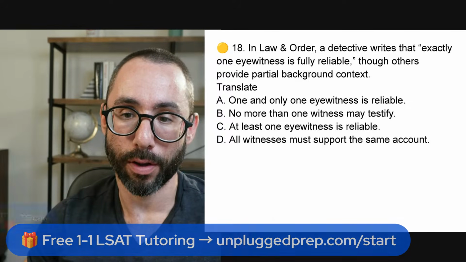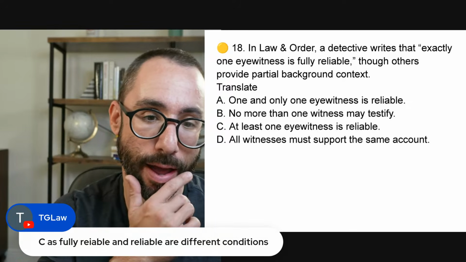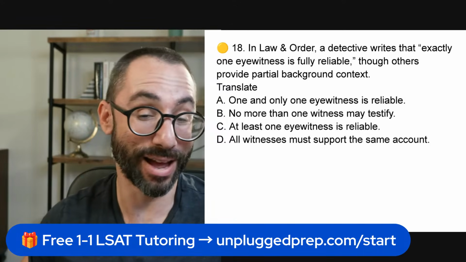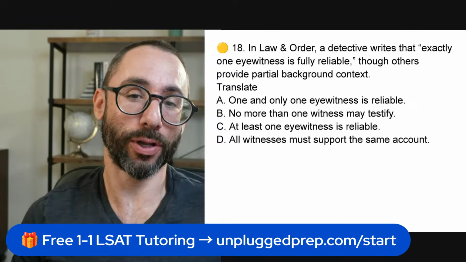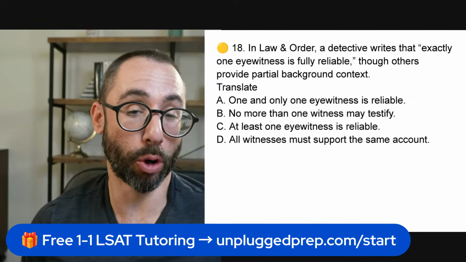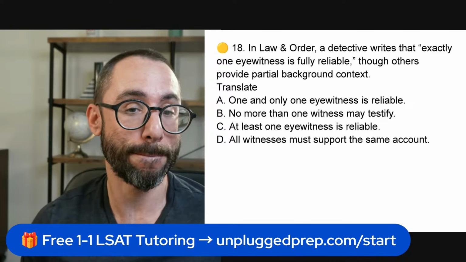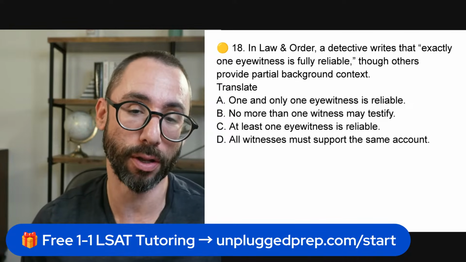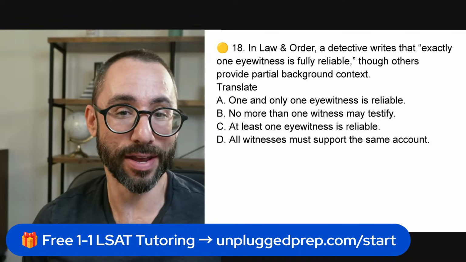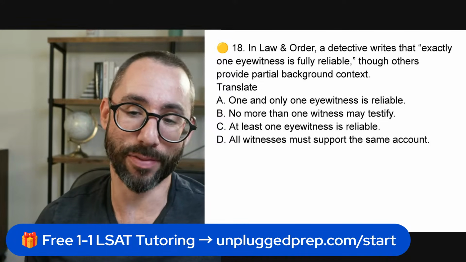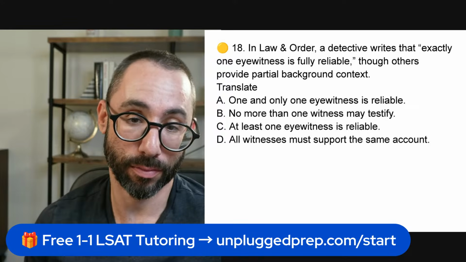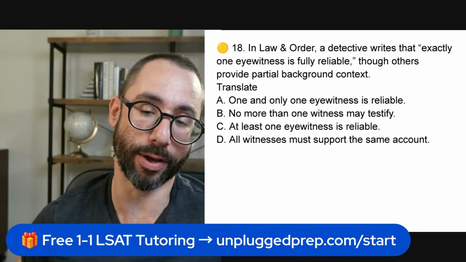And so TG Law is saying C, as fully reliable and reliable are different conditions. I don't know about that, right? There's no definition here of partial reliability. They say partial background context in the original, not necessarily the same thing as being reliable. They said exactly one is fully reliable. A is the best match for that. C, we don't have that from the passage. Maybe it's possible, but we don't know that from what we're given.